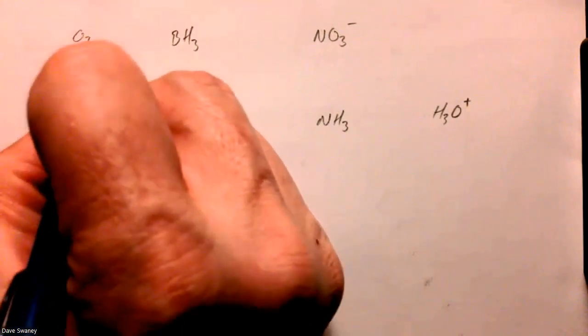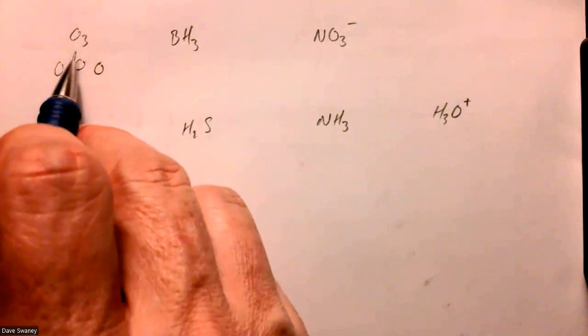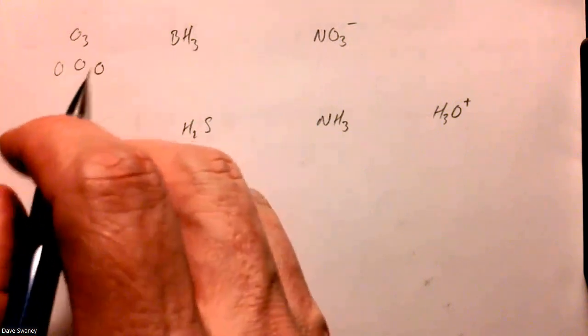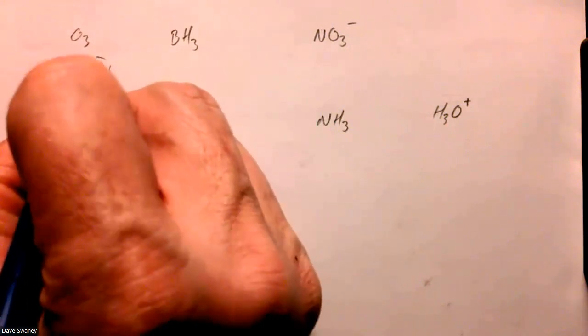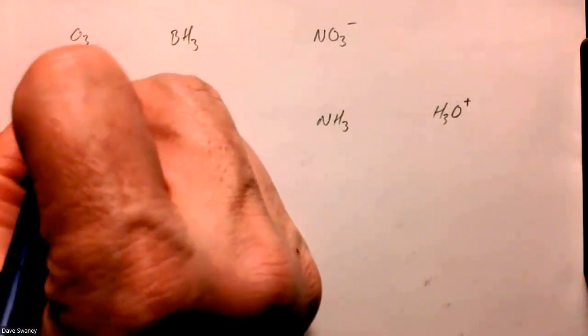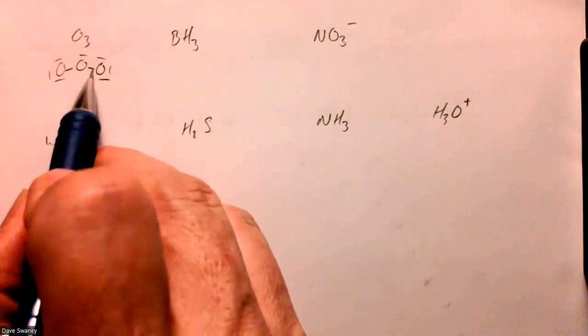Let's do ozone. We get 3 O's, and look on your periodic table. It's in the 6 valence electron column. So we get 2, 4, 6, 2, 4, 6, and we know we need 2 and 4, and then I guess we could say 6 there. This oxygen has 2, 4, 6 valence electrons.